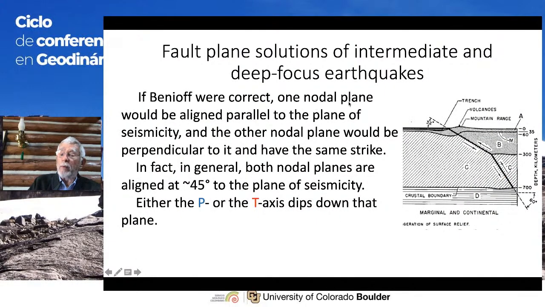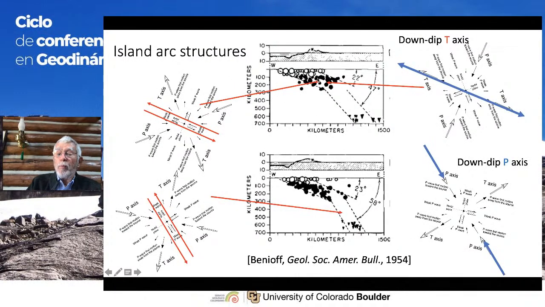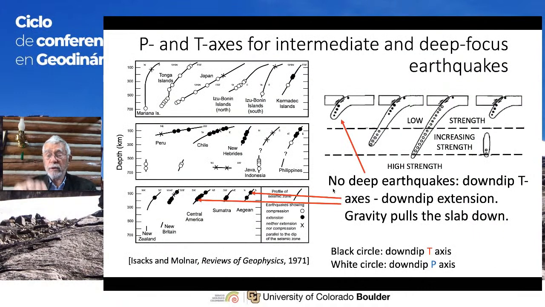If he were correct, one nodal plane would be aligned parallel. In fact, in general, both nodal planes are aligned at about 45 degrees to the plane of seismicity, and either the P or the T axis dips down that plane. So in other words, what one gets from the fault plane solutions is either the T axis, as shown here, dipping down the plane, or it could be the P axis in this case, or at greater depth, the P axis is aligned parallel to the seismic zone. And this is what we've observed time and again. This is a result that's inescapable. So if one puts together a summary of all of this, fault plane solutions of deep focus earthquakes, there are patterns that emerge.